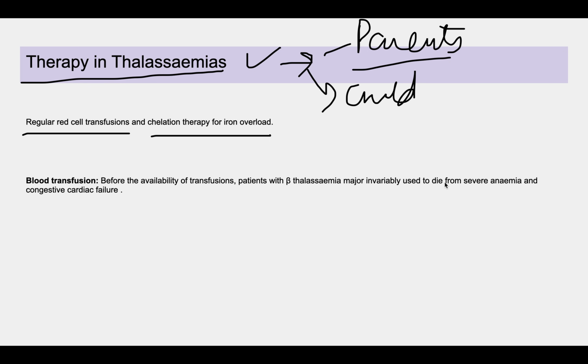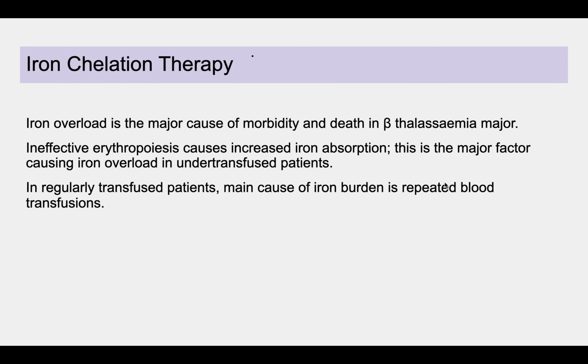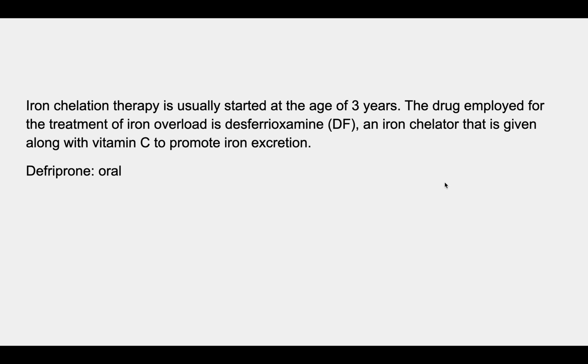Regular blood transfusions are given. If they are not given, the patient will die within 2 to 3 years because of congestive cardiac failure and severe anemia. Now going to the iron chelation therapy. Because iron overload will take place due to the repeated blood transfusions, to deal with that, iron chelators are given. Two iron chelators which you should know about are desferrioxamine and deferiprone. Desferrioxamine is given by intravenous route, however deferiprone is given orally.